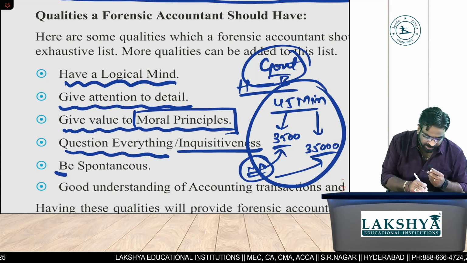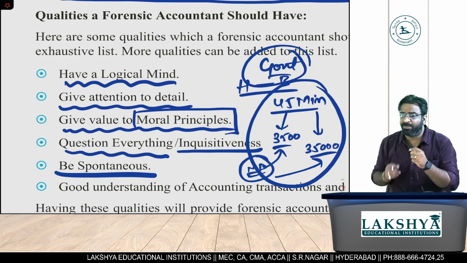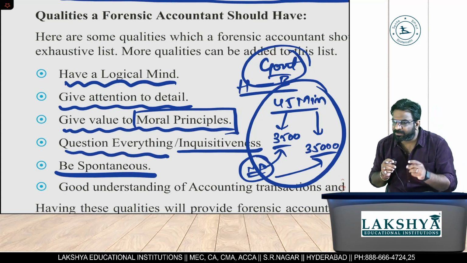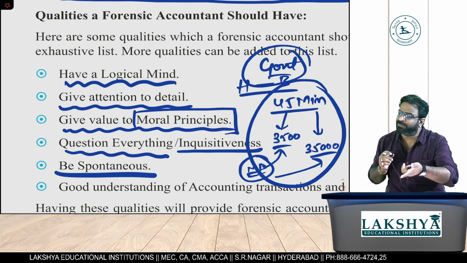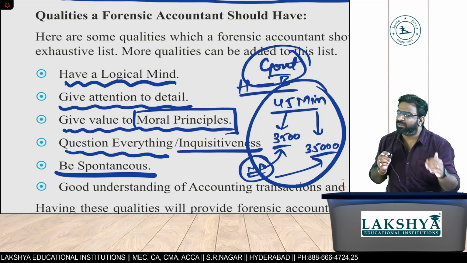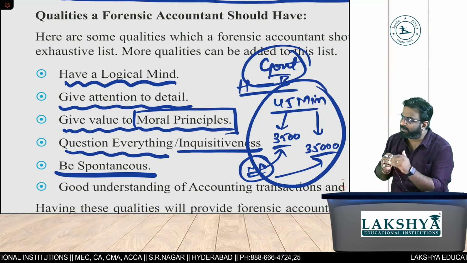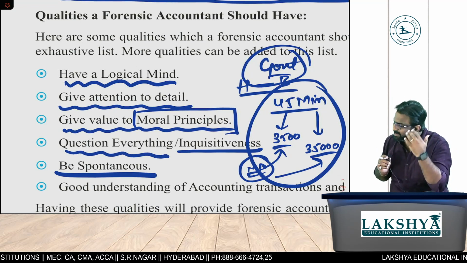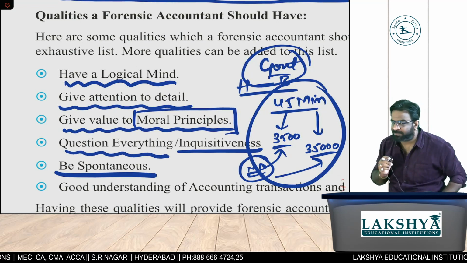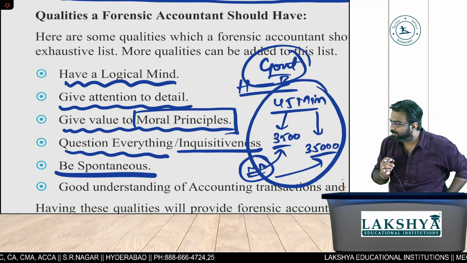And next point is what? What do you mean by spontaneous? Don't plan anything. On the spot. What do you mean by on the spot? What will a normal financial auditor do? First he will take the information. He will do the processing. And after that he will take the action. By that time fraud has already happened. Am I correct or not?